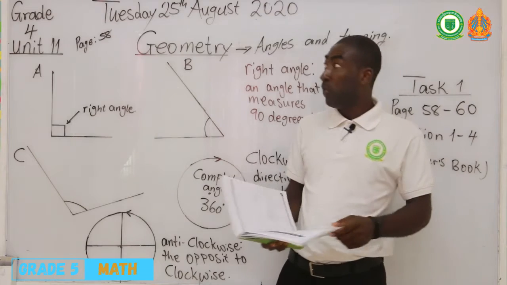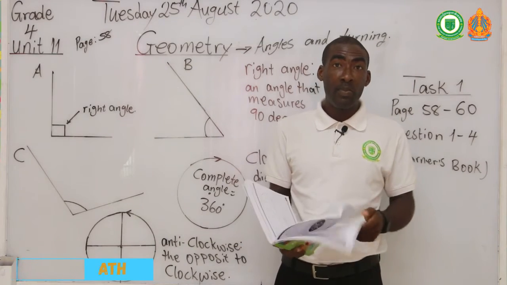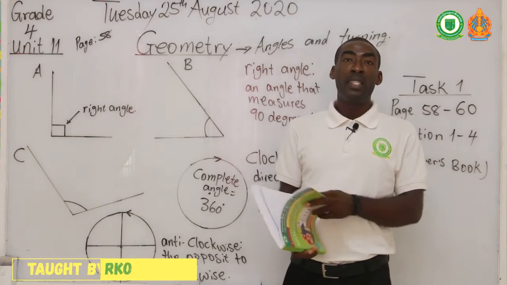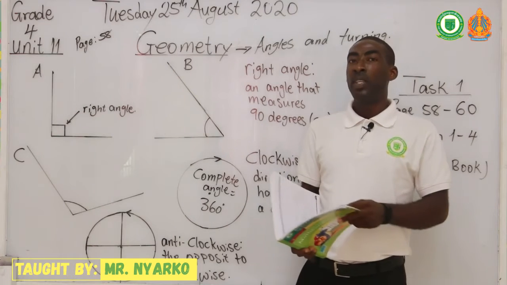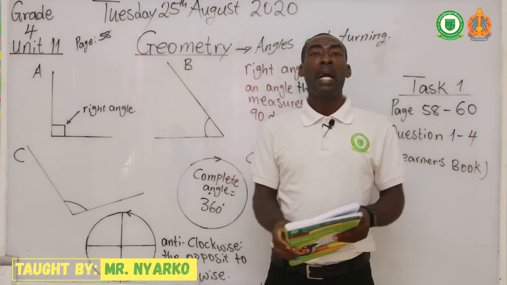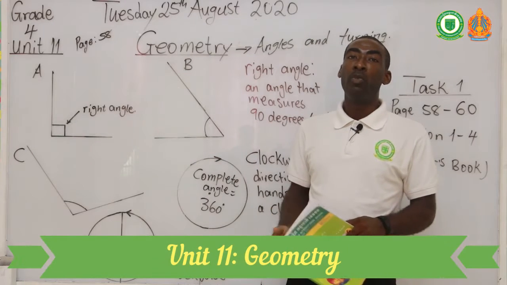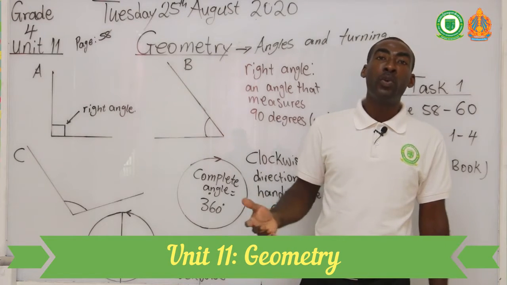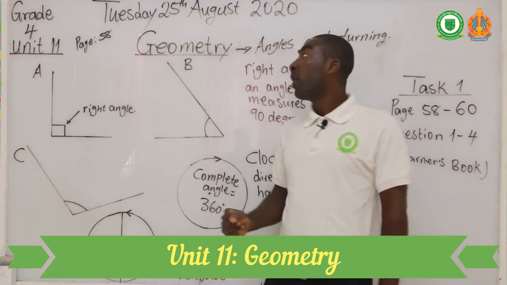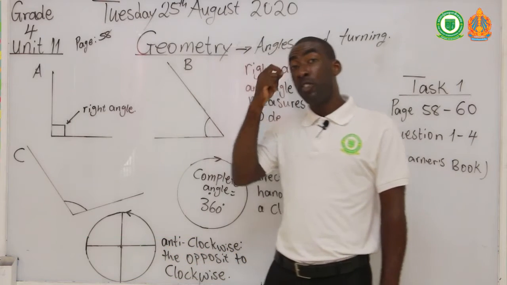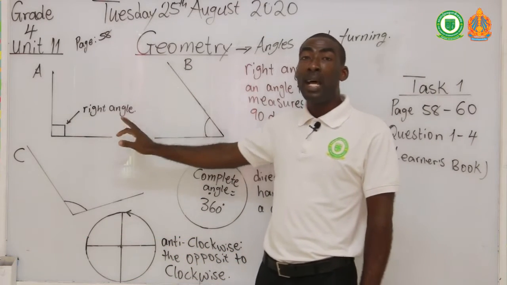I want you to open to page 50 of your learner's book. Today our lesson is on geometry. In geometry we will look at an angle. We'll look at what type of angle today, and then we'll look at how an angle can also turn around, okay? So today our main focus is going to be on the right angle.